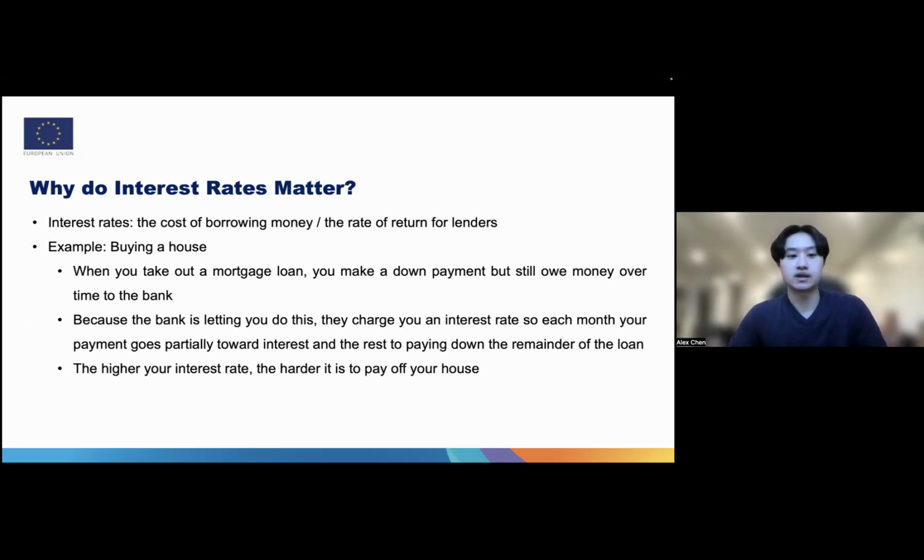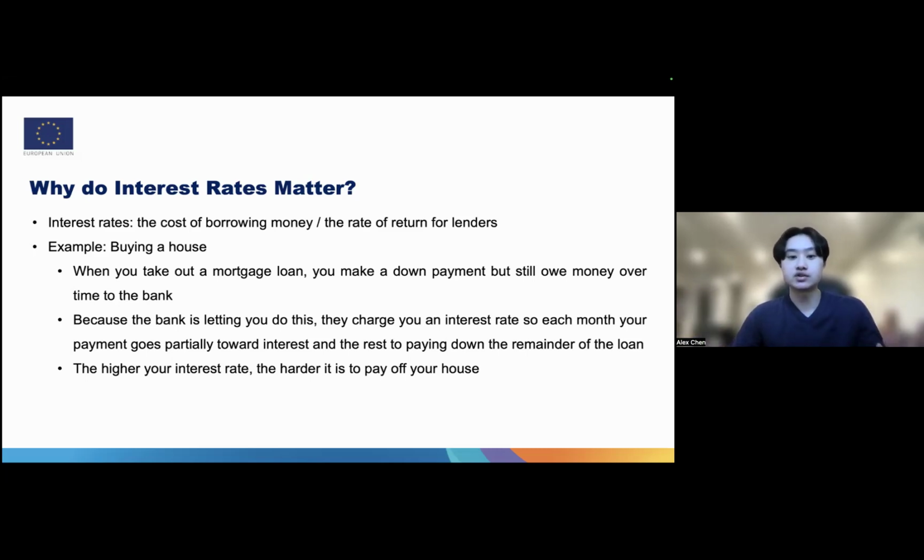And so a classic example here is buying a house. When you're buying a house, you don't go in there and say, okay, here's $500,000 cash. You have a down payment and then the rest you owe, right? So you take out a mortgage loan, and you owe money over time to the bank. And because the bank's letting you live in a house based on the assumption that you're going to pay it back, they charge you an interest rate. So each month your payment goes partially towards interest and the rest toward paying the remainder, the actual principal of the loan.